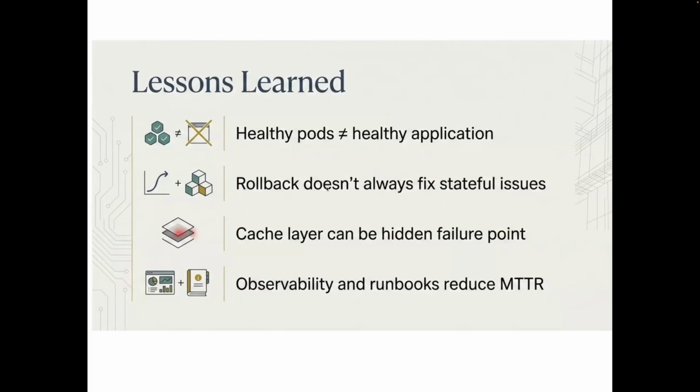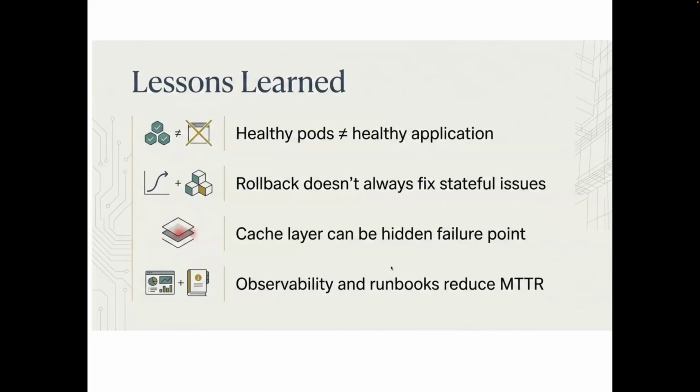Point number one: don't always keep in your mind that rollback will fix your issue. If something happened, yes, we can roll back, but it doesn't mean that it will fix it. For the last 14 years, I was in the mindset that if anything happened, I could roll back. Even my change approver was in that mindset. Point two: the cache layer can be a hidden failure point. If you are using Redis, that could be your hidden failure point. Never underestimate it by saying it's just a cache. Don't say it like that, because that could be your hidden point of failure.